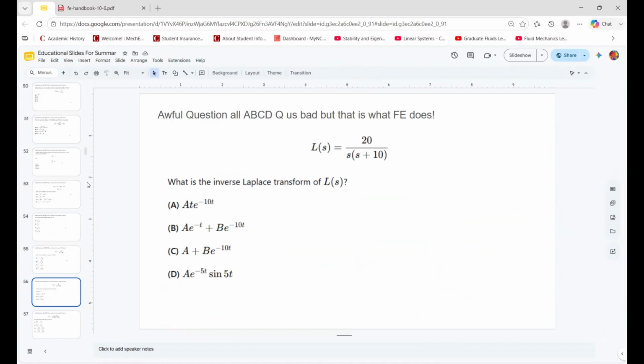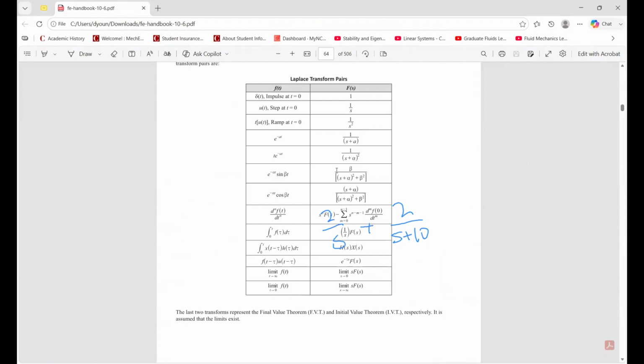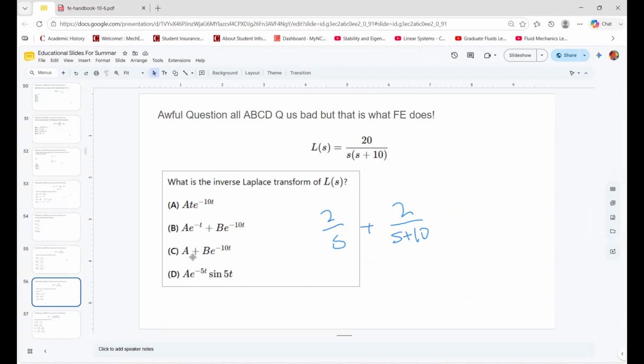What's the inverse of this one? So we already know it's 2 divided by s plus 2 divided by s plus 10. Inverse of plus, you would just go to the handout again and check out 1 divided by s, which is the step function, which will give me basically A. So one of them is just A. Right, and then if A is all that's written, it is basically C. There's no need to look anymore.